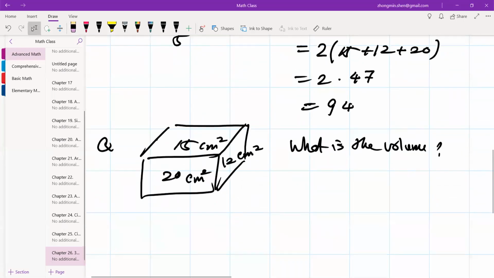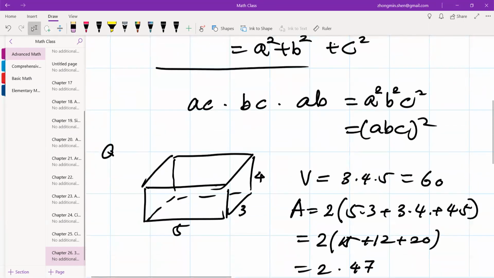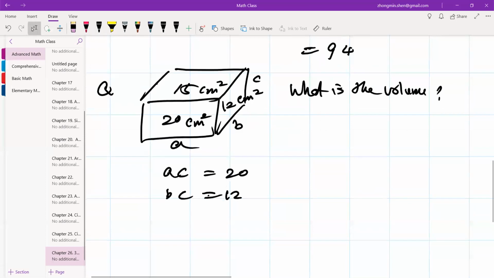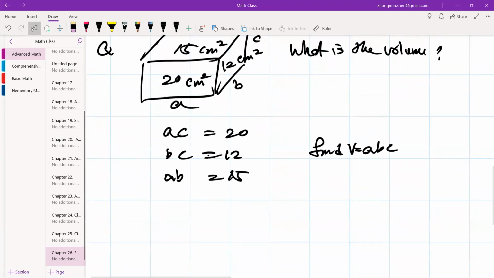How do you know the edge lengths can be uniquely determined? If they can be uniquely determined, I know there's one solution, 5, 3, 4. But is this a unique solution in mathematics? If it's not, then the volume would be different. Suppose you don't know the identity AC times BC times AB equals ABC squared. To solve the problem, you just write down all the possible products: A times C is 20, B times C is 12, and A times B is 15. You want to find ABC, the volume.